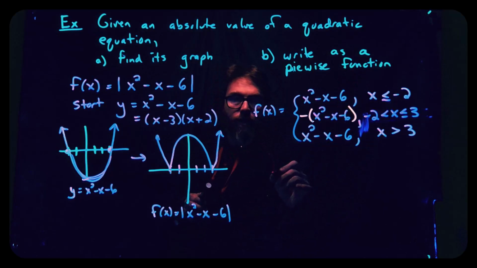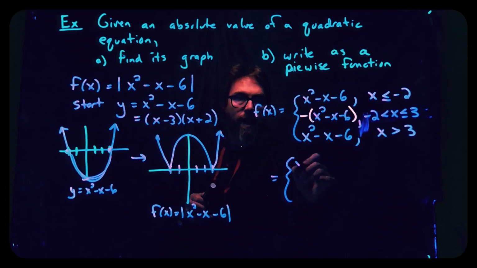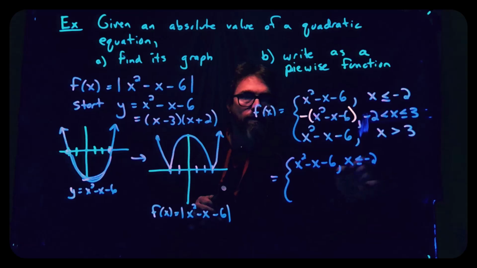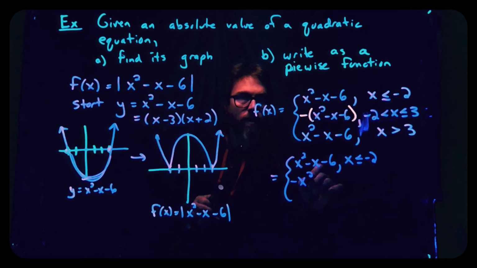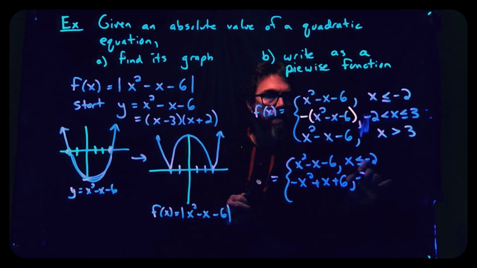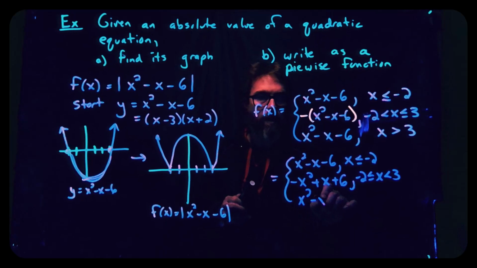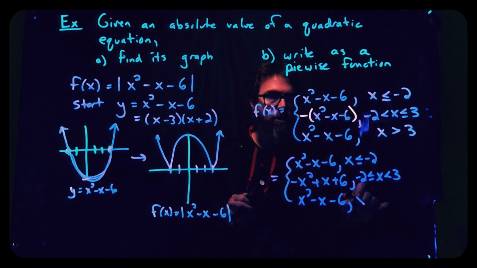So let's rewrite this function in total. What we're going to have is x squared minus x minus 6, and this is when x is less than or equal to negative 2. We're going to have negative x squared plus x plus 6, and this is when negative 2 is less than x, which is less than 3. And then finally we have x squared minus x minus 6, and this is when x is greater than or equal to 3.